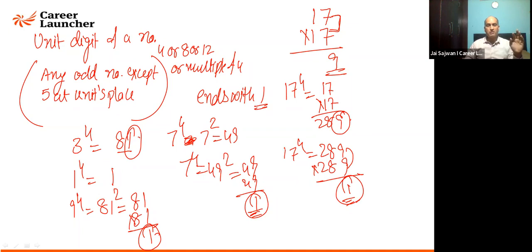So whatever extra number is coming, you will eliminate everything except the unit digit of it. So any odd number means any odd number ending with 1, 3, 5, 7, 9, except 5. Don't consider 5 at the unit digit. Whenever the power is 4, 8 or a number which is a multiple of 4, it always ends with 1. I believe it is clear to all of you. Fine. You want me to prove something? Please ask. I'll try to do that.